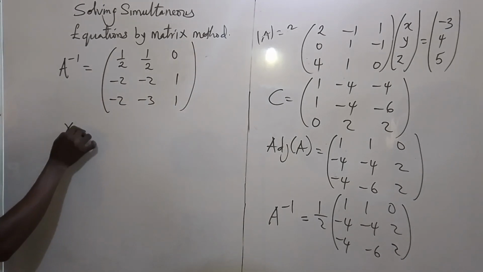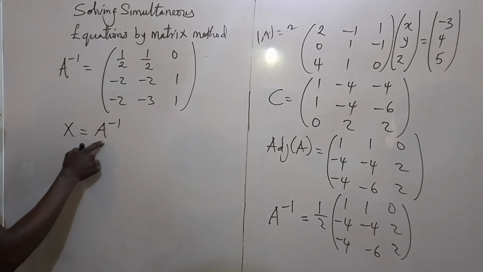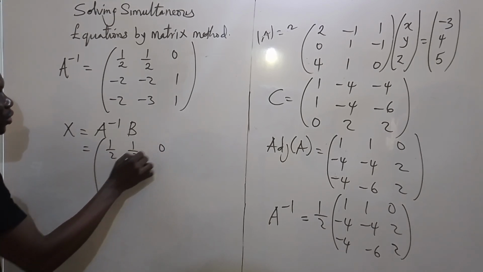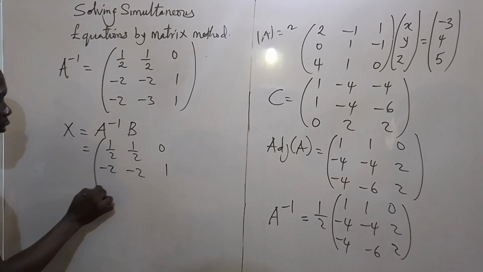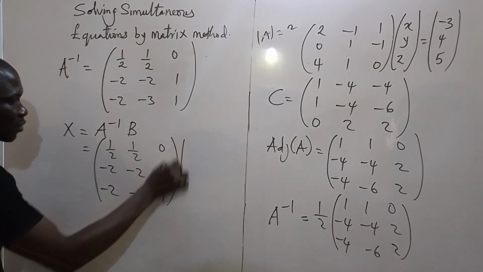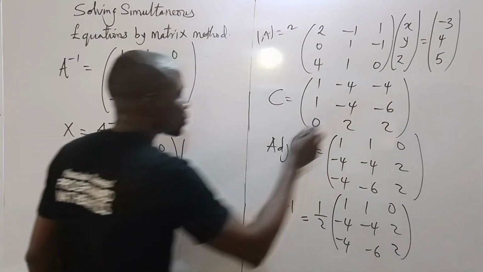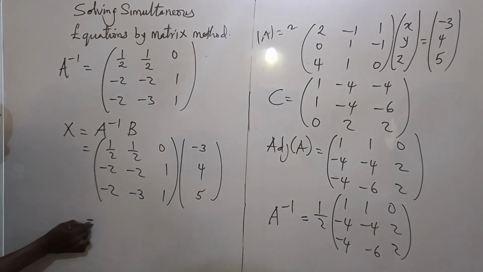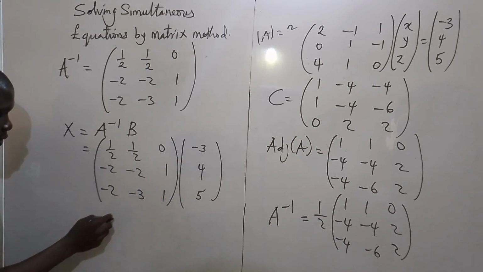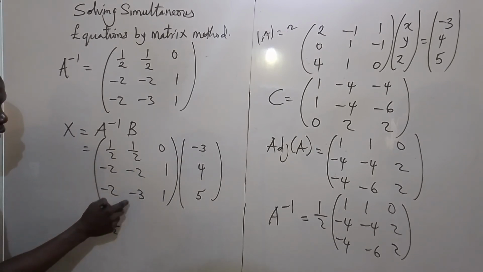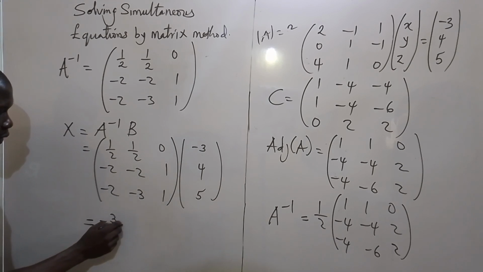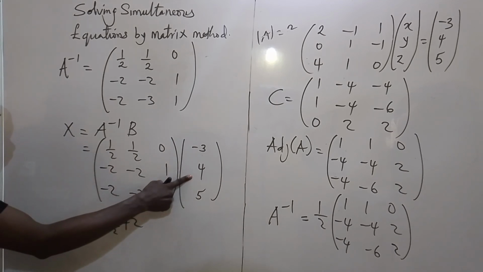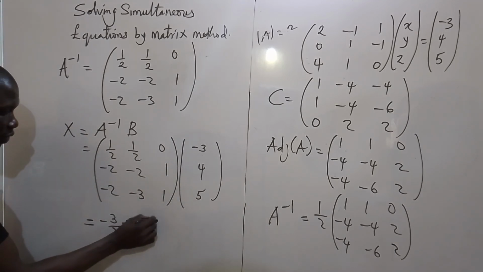So matrix X will therefore be equal to the inverse of matrix A times B. So we have 1 over 2, 1 over 2, 0, minus 2, minus 2, 1, minus 2, minus 3, 1, times matrix B. Matrix B is this: minus 3, 4, 5. If you multiply this out, 1 over 2 times minus 3 is minus 3 over 2, plus 1 over 2 times 4, that's plus 2. 0 times 5, of course, is 0.